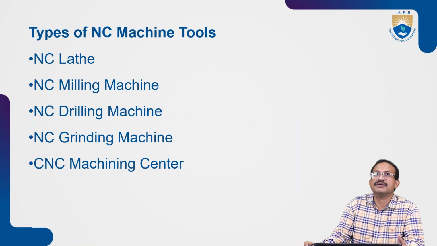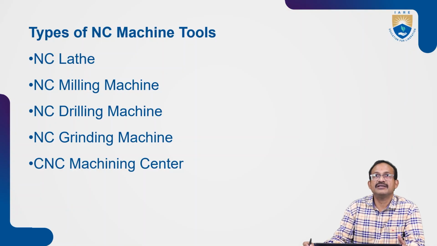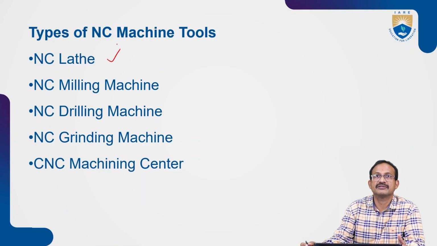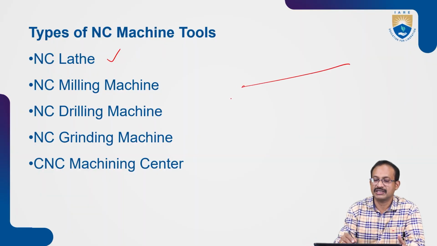Types of NC machine tools: NC lathe, NC milling machine, NC drilling machine, NC grinding machine, CNC machining center. So these are the various NC machine tools. Lathe for cylindrical operations, for rotational parts. NC milling machine for prismatic parts, surface finish. Let us say this one.